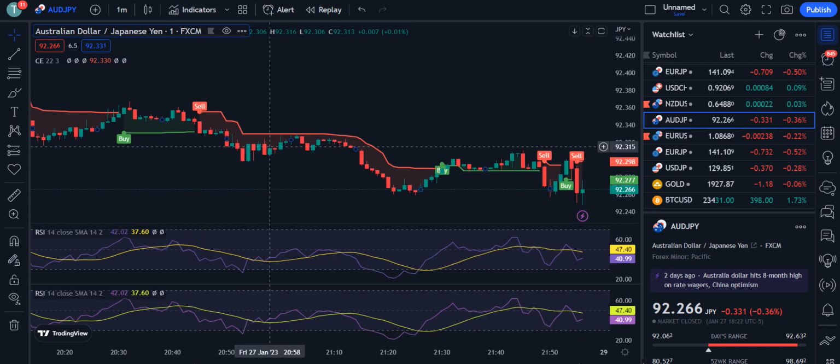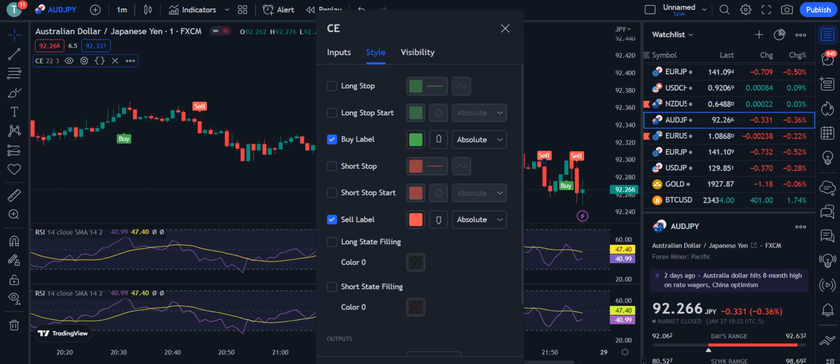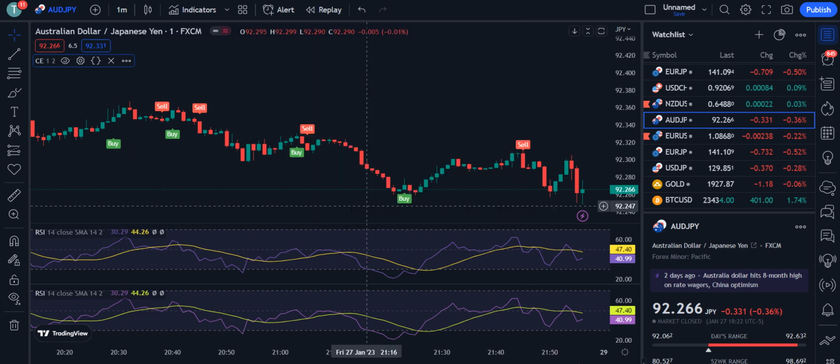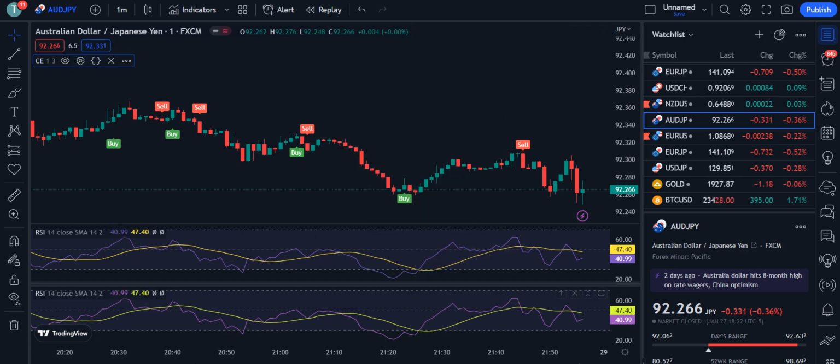Now we have to go for the adjustment of each indicator one by one. From here we have to change the settings of Chandelier Exit. For this we have to uncheck a few of the options in the style. You can see it very carefully. From here also we will change this, and then we will go into the inputs tab. From this we have to change the ATR period from 22 to 1, and the ATR multiplier we will change from 3 to 2. Click OK. Rather, we will keep it 3. This is better. ATR multiplier 3 is better, so we will click OK.